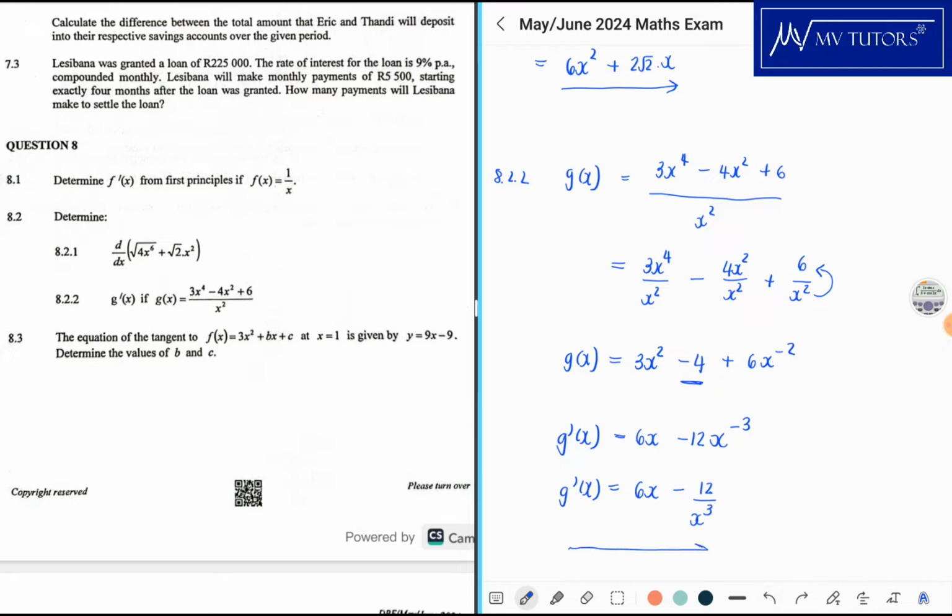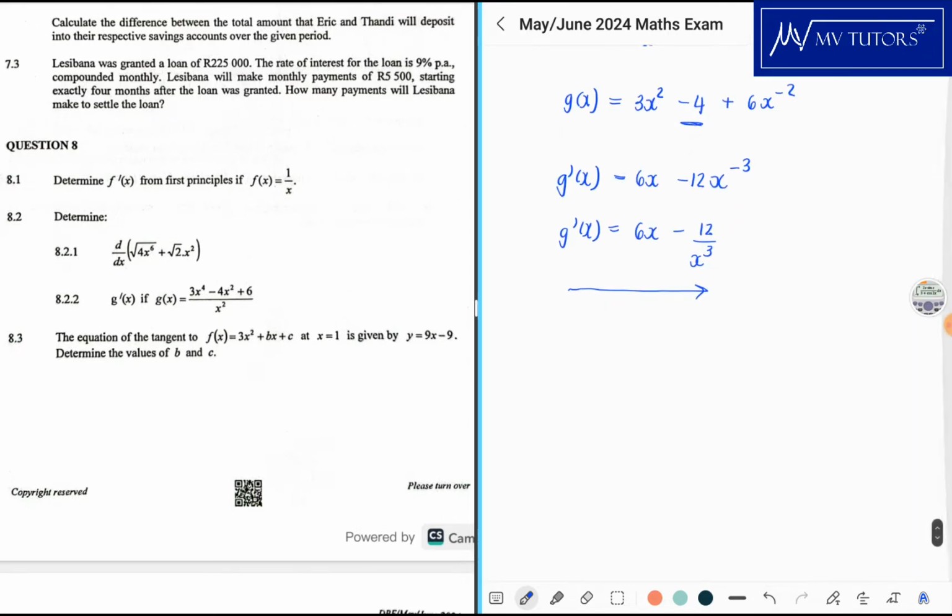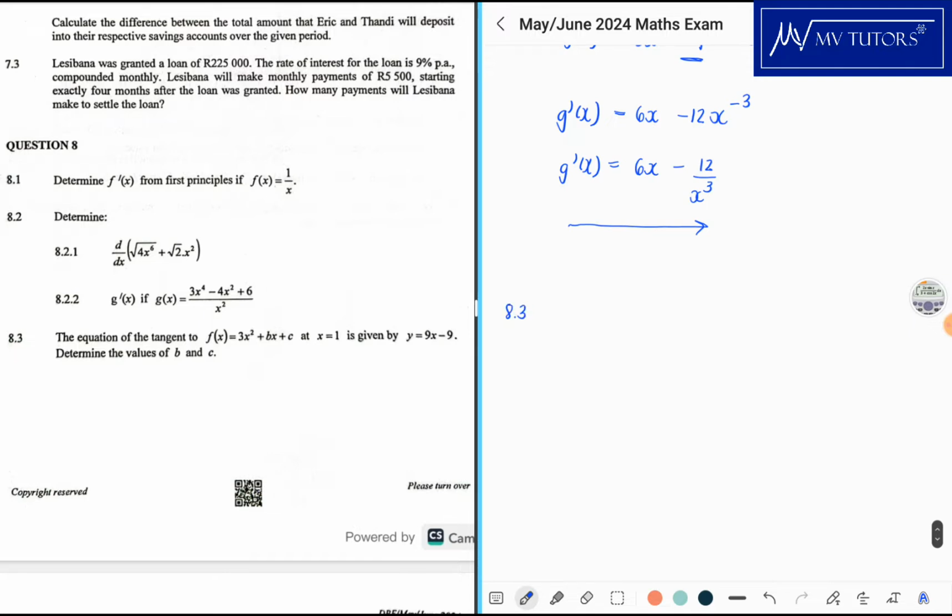And that's 8.22. Now let's get to 8.3. So now it says f of x is a parabola. I see that it's a happy face parabola. So that is just f of x. Now the equation of the tangent at x is equal to 1 is given by y is equal to 9x minus 9. So the gradient is positive. So the tangent can't be this side, because that's a negative gradient. So the tangent will be somewhere here.